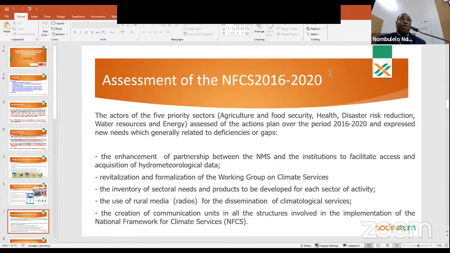And the use of rural media for the dissemination of climate services to agriculture, to the community.